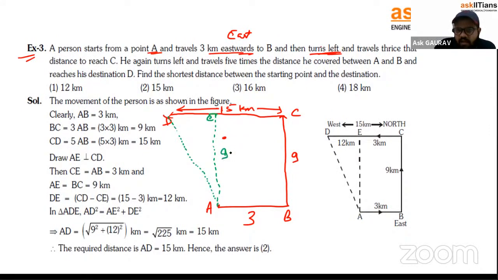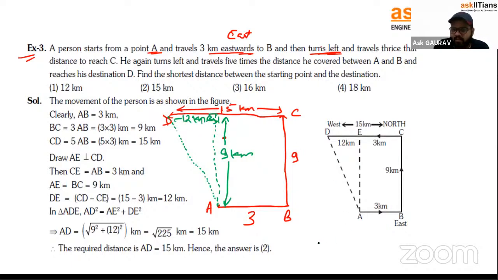Your AE is 9 kilometers, right? DE will be 12 kilometers. Though it is not clearly visible in the diagram, it will be 12 kilometers, because CD is 15 and your AB is 3, so it will become a parallelogram. So this distance is 12.